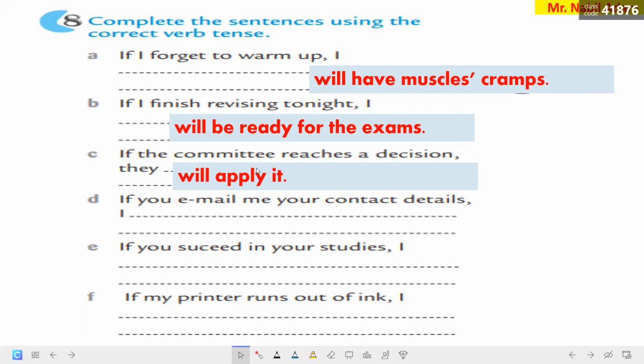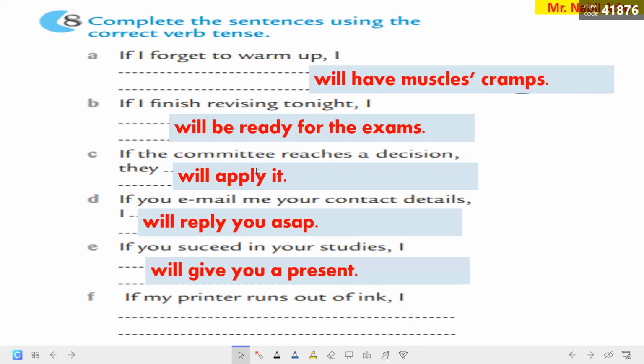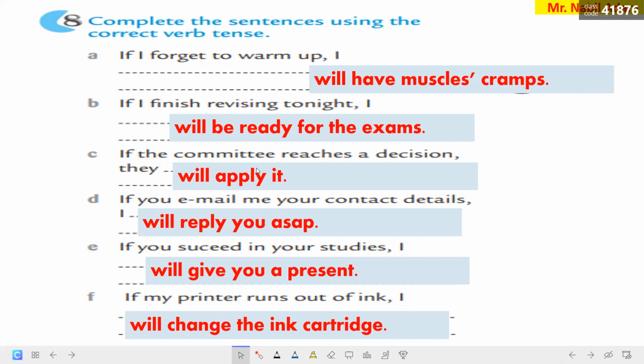If you email me your contact details, I will reply to you ASAP, as soon as possible. If you succeed in your studies, I will give you a present. This is what your mother says to you. If my printer runs out of ink, I will change the ink cartridge. So here we use the first conditional in all the sentences, present simple, future simple.